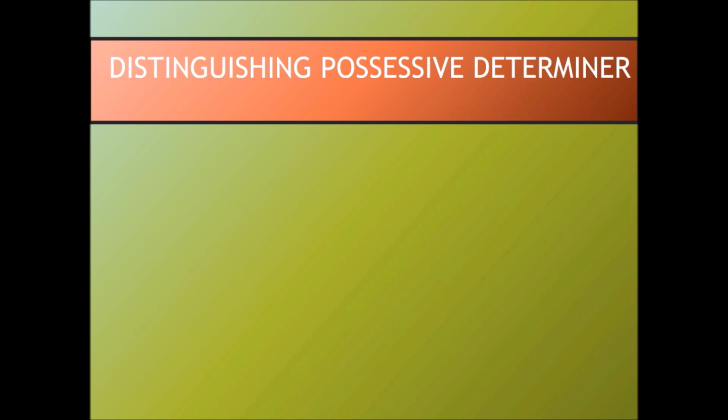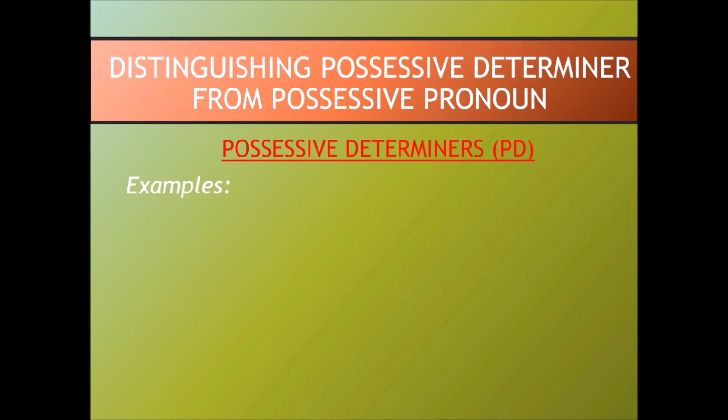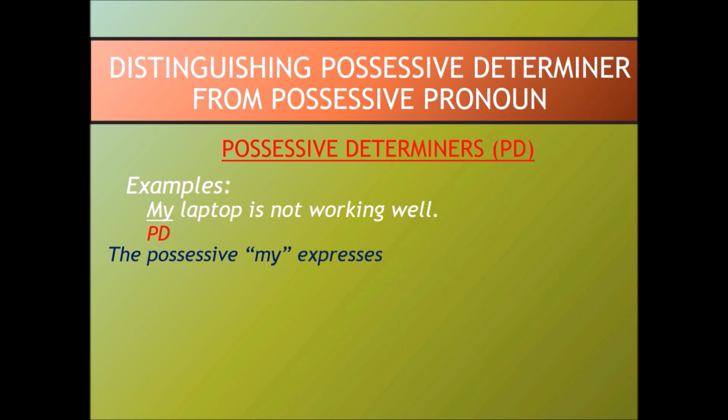Distinguishing possessive determiner from possessive pronoun. So, possessive determiners or PD. Example: my laptop is not working well. My is the possessive determiner. The possessive my expresses ownership or possession, and usually precedes the noun.